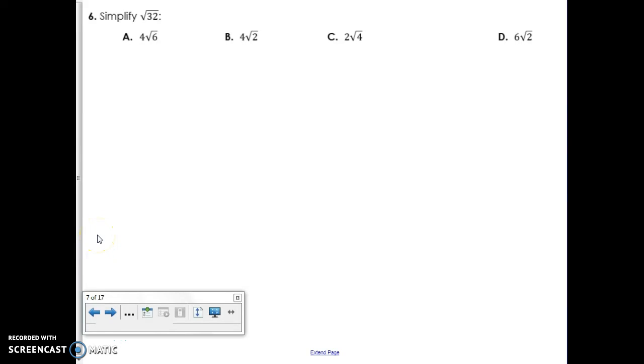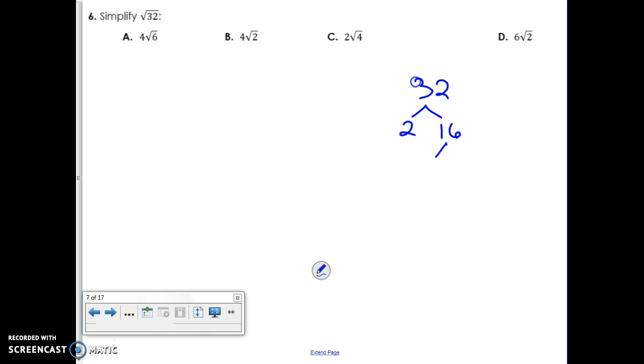In number 6, we are simplifying a radical expression, the square root of 32. I'm going to show you a couple of different methods to solve that. We can take the number 32 and break it down into a prime factorization, which is 2 times 16. 2 is a prime number.